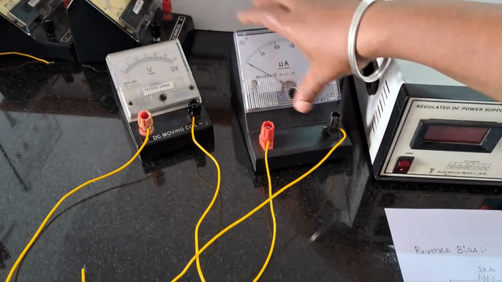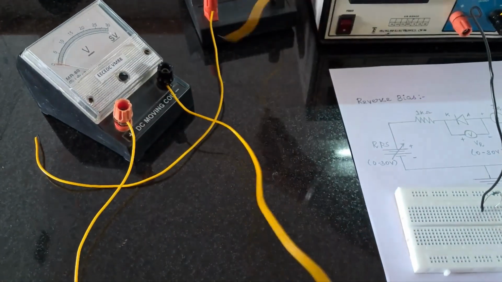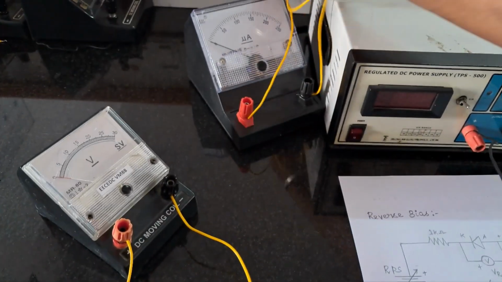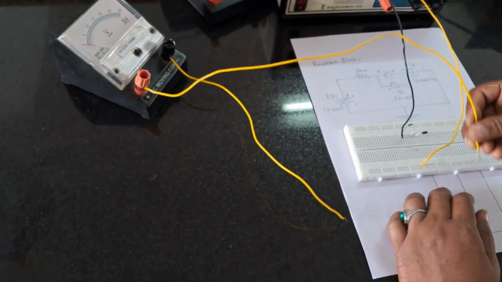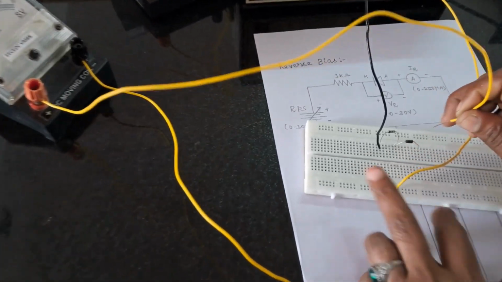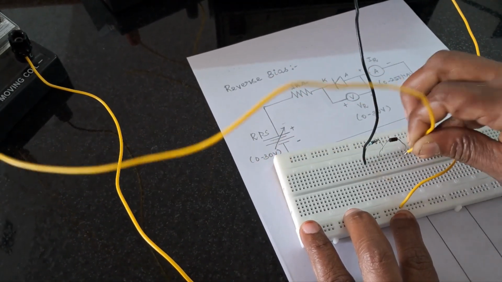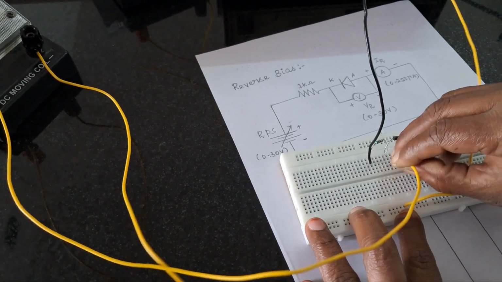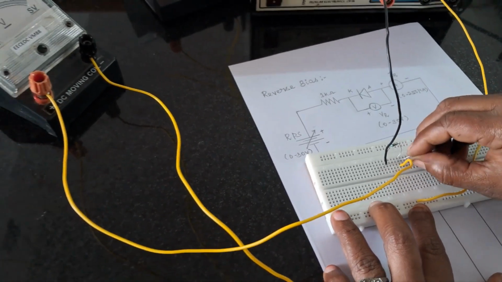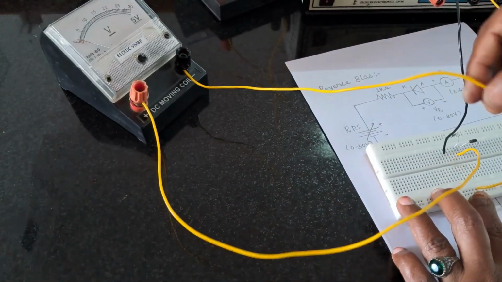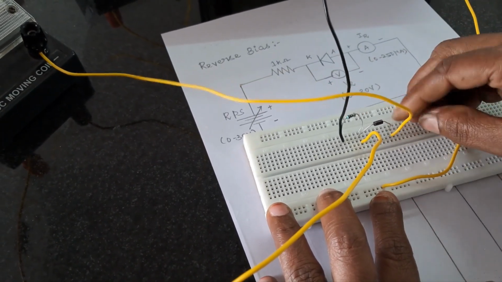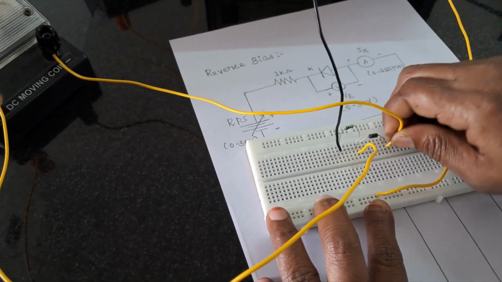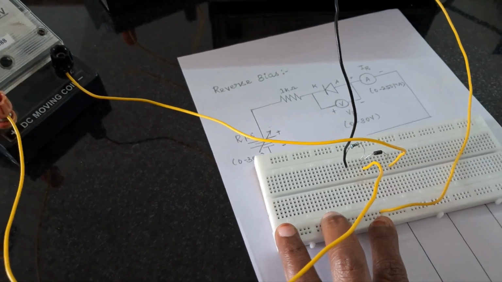Next, we have to connect the voltmeter across the diode. Positive is connected to the cathode terminal. This is our cathode terminal, we have to connect here. Negative is going to be connected to the anode terminal. It is the anode terminal of the diode, we have to connect it here.